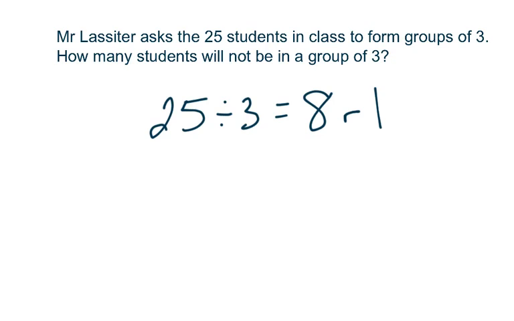Now, after I've solved my basic division fact, I need to go back and reread my problem and figure out what it's asking me. I want to know how many students will not be in a group of 3. If you drew a picture, you could have seen how many groups of 3 you had, and you would have had 8 groups of 3, or you would have had 3 groups of 8, either way. And then we would have this one little dot left over off to the side. That's what my question's asking me for. It wants to know what's left over. So this is asking me for the remainder. So this is going to be a use the remainder question.